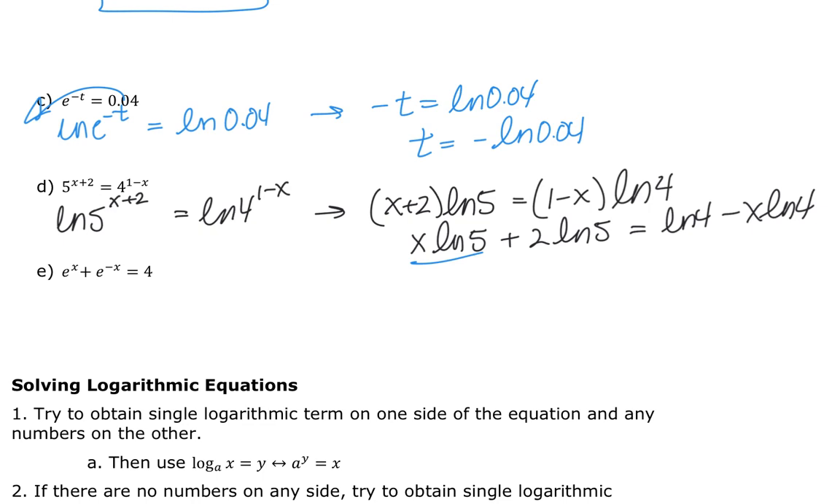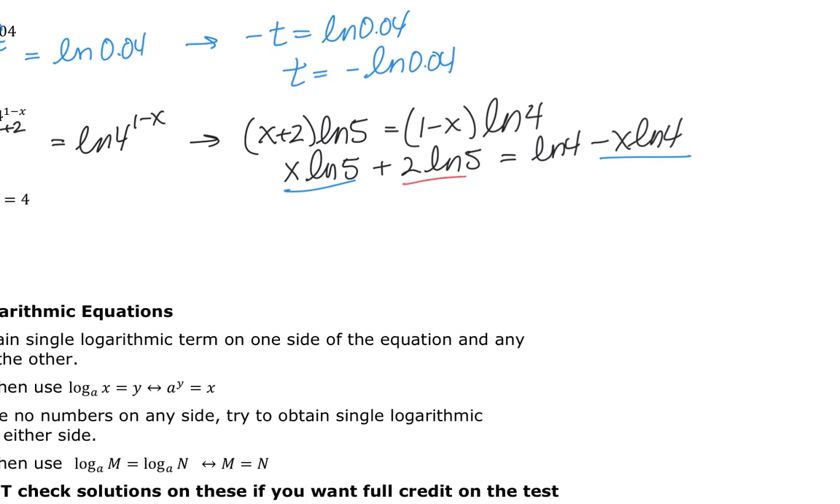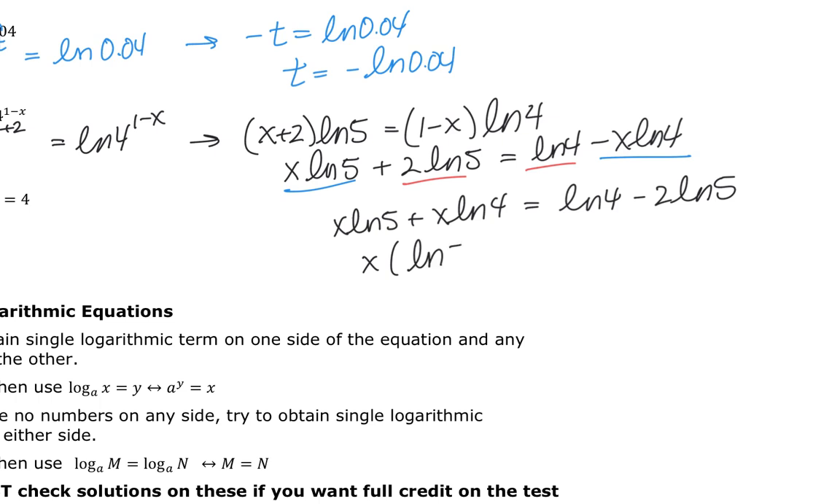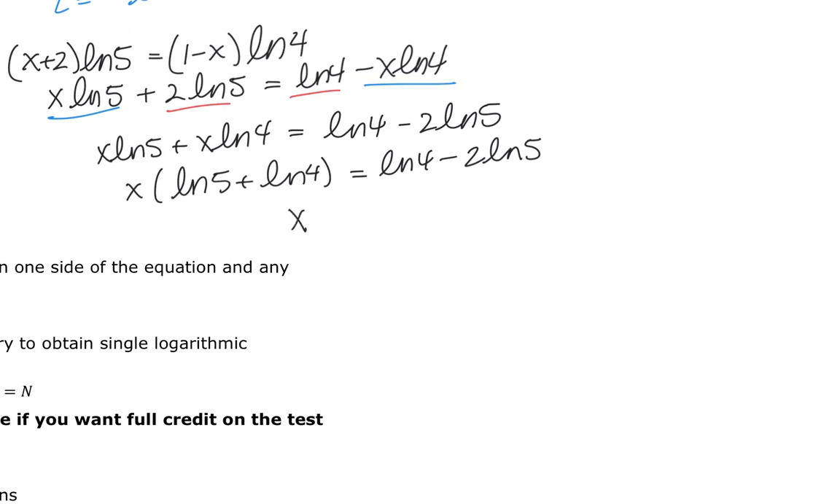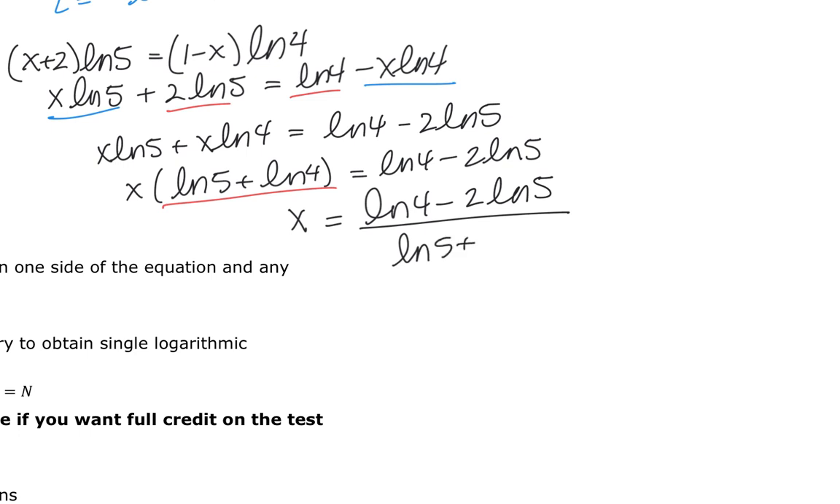Anything that has an x attached to it will stay on one side. Anything that does not have an x attached to it will move to the other side. So this becomes x times the natural log of 5, plus x times the natural log of 4, is equal to the natural log of 4 minus 2 times the natural log of 5. Factoring x out of the left-hand side, I get x times the natural log of 5 plus the natural log of 4 is equal to the natural log of 4 minus 2 times the natural log of 5. And then I'm going to divide both sides by this because it's just a number. So x is equal to the natural log of 4 minus 2 times the natural log of 5, divided by the natural log of 5 plus the natural log of 4.